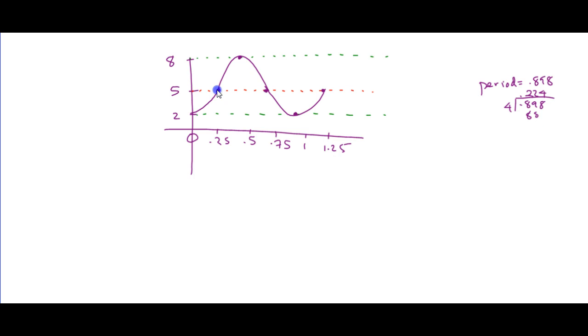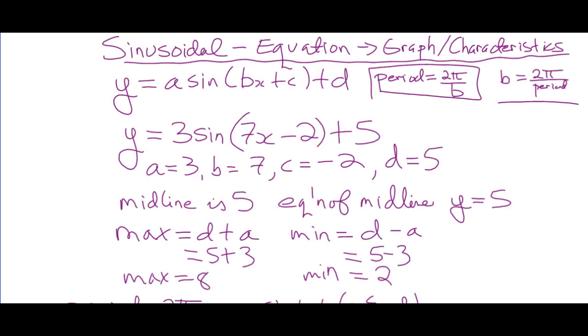Did you say the start point is also? The start point has an x value and a y value. The x value of the start point is negative c over b. The y value is d, because it starts at the midline going up. So the second coordinate of the start point has to be the midline.